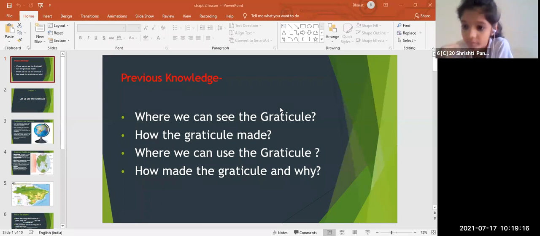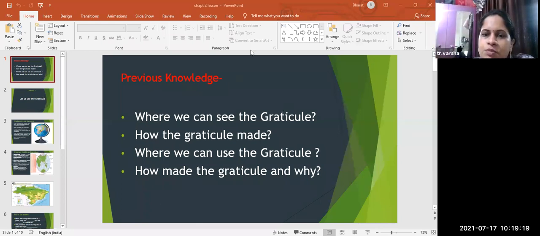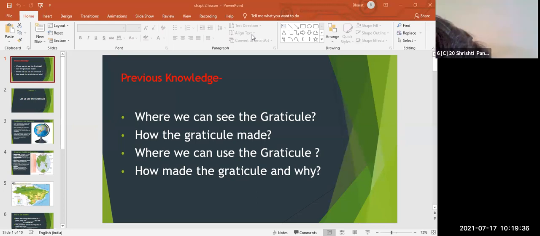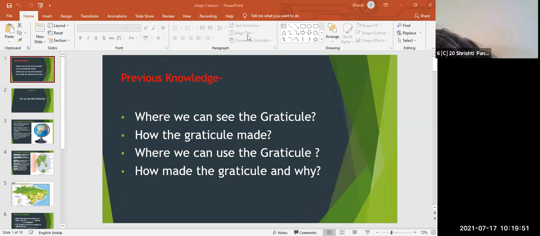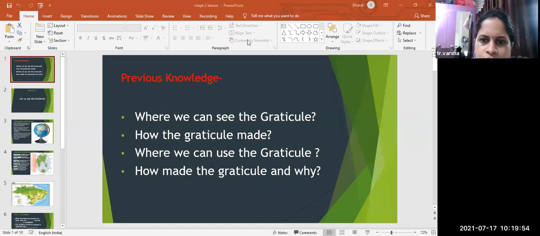This question you are not going to get in this textbook. Yes. Would anyone like to try the answer? The question is how we have made this graticule and why we have made it. Would anyone like to answer? Shrishti? Yes. Beta, your voice is coming but I cannot hear you properly.